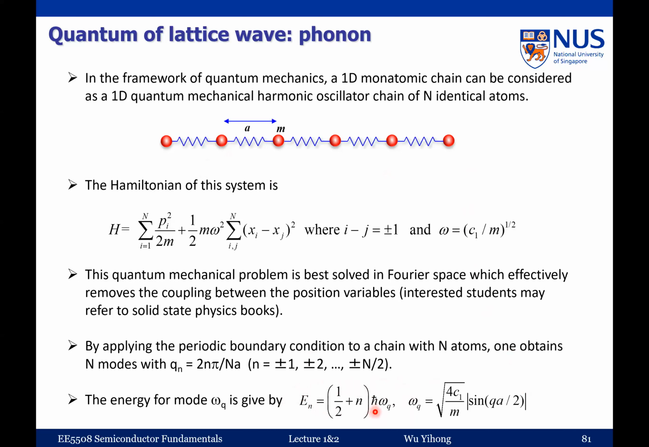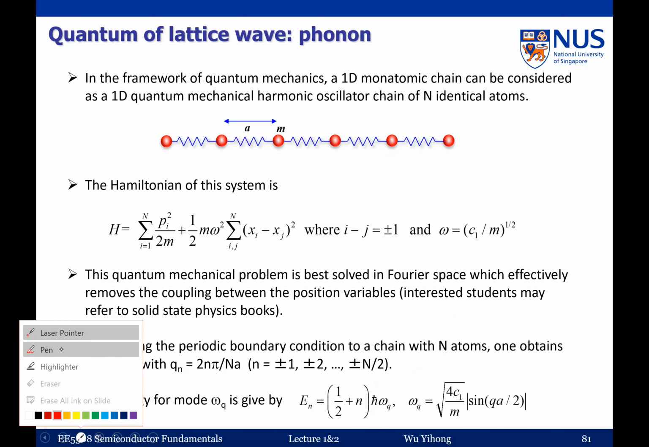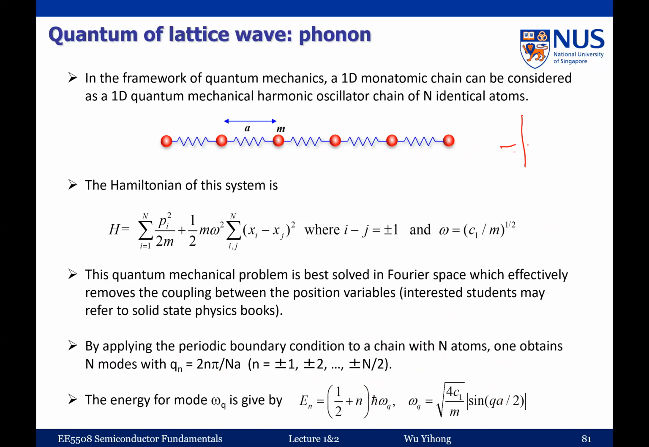This ħω_q actually corresponds to the energy of the phonon, and similarly, ħq_n corresponds to the momentum of the phonon. So, to put it in a simple way, in classical physics, what do you get? You get this omega-q dispersion. For a monatomic chain, you basically get something like this. This is the first Brillouin zone. This is what you find out from classical physics, and omega_q is what you need to know in order to define the lattice vibration inside this monatomic chain.